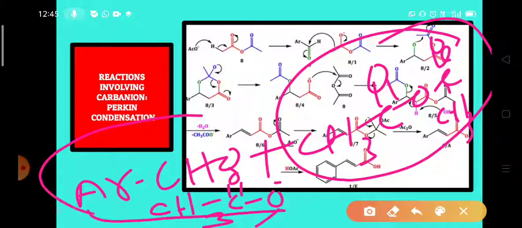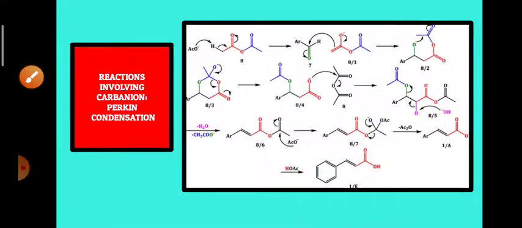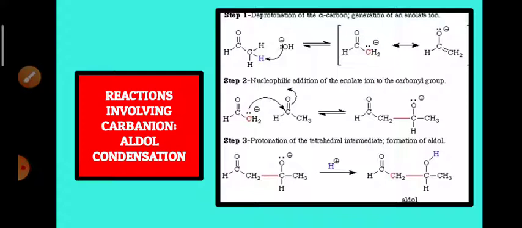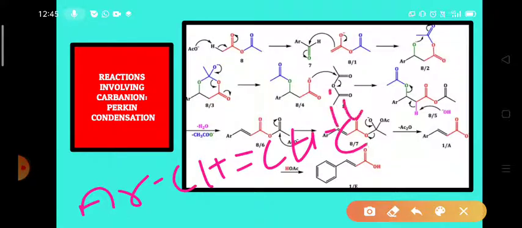So aromatic aldehydes and acidic anhydrides in the presence of the acidic salts. Here condensation takes place, and we get this product. What is that? Unsaturated carboxylic acids, ArCH=CHCOOH. But anyhow, we are not going into deep discussion about this Perkin reaction. Just note that in this reaction carbanions are formed. That's it.